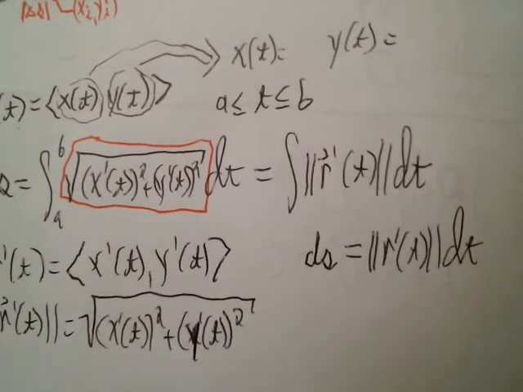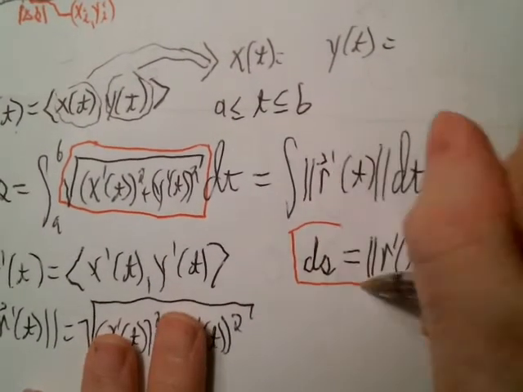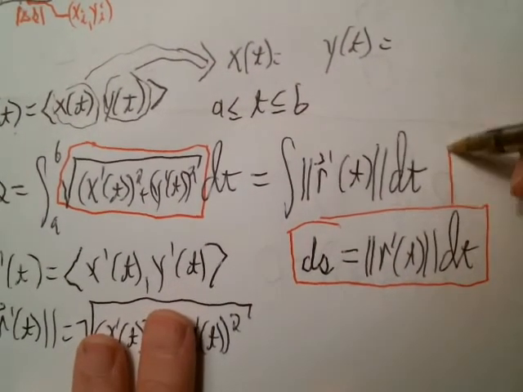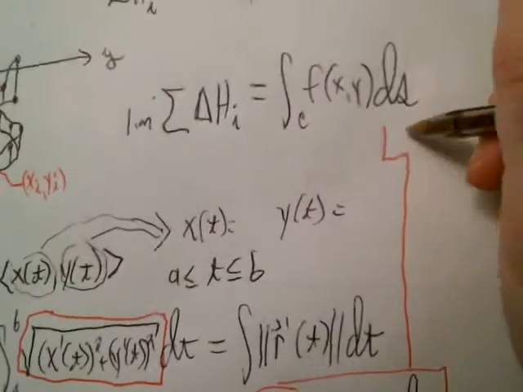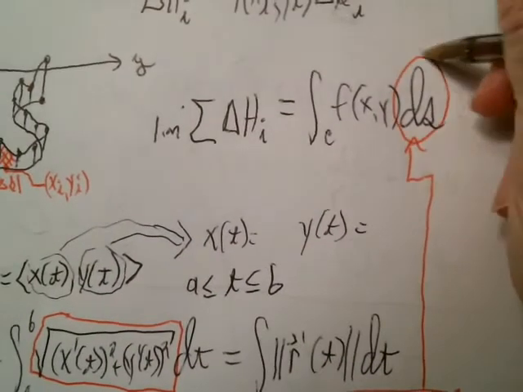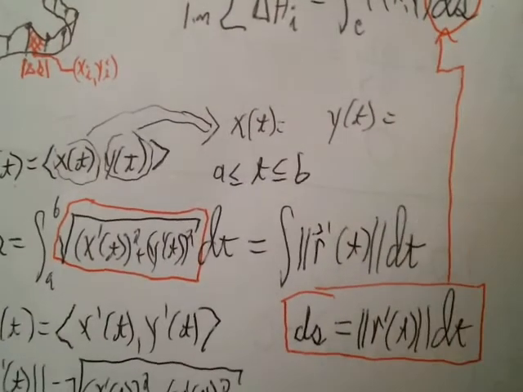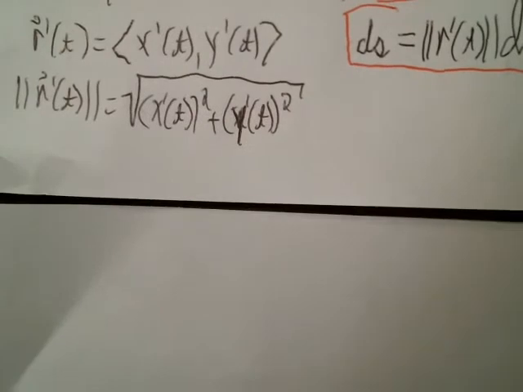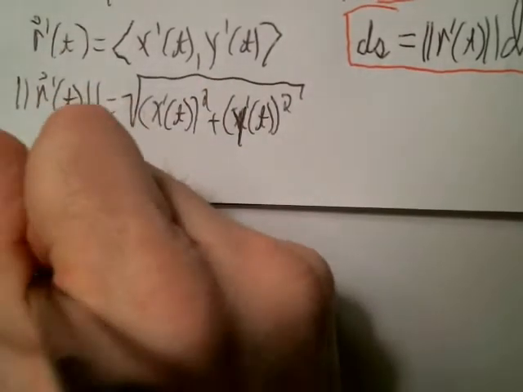Which is awesome because now I can rewrite my integral in terms of t. So I could take this and plop it into here, and I'll have a formula in terms of t. So let's do that for our working definition then.